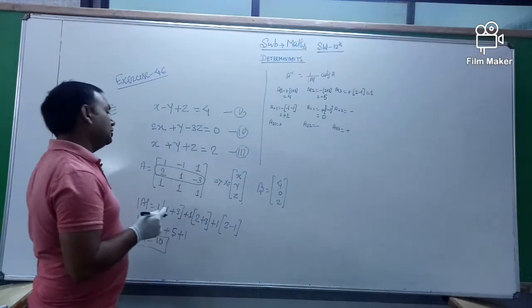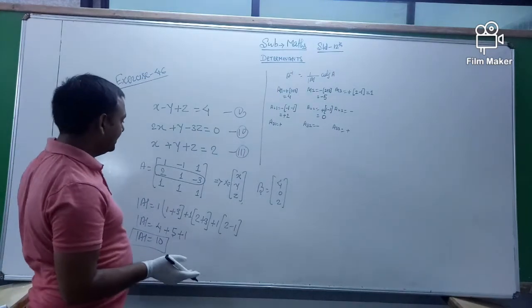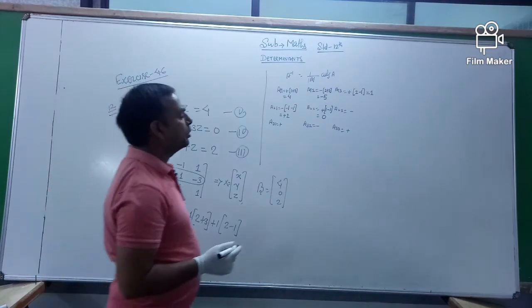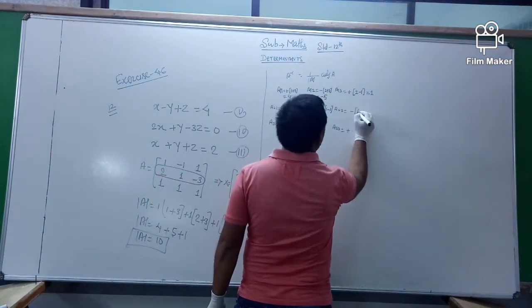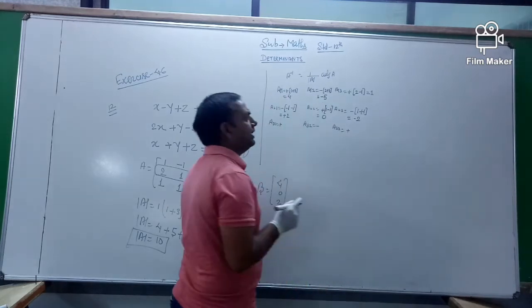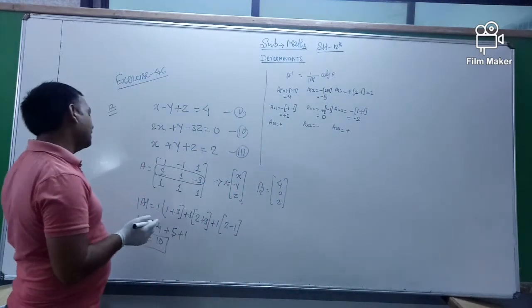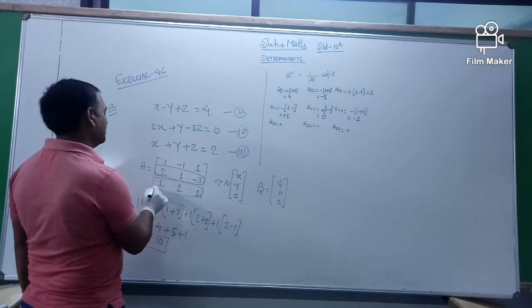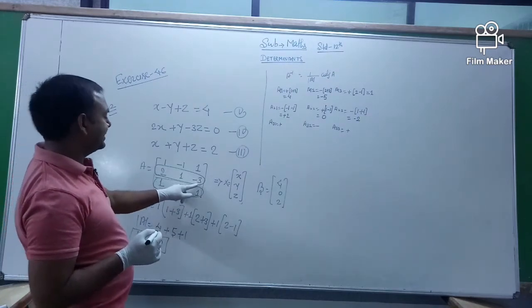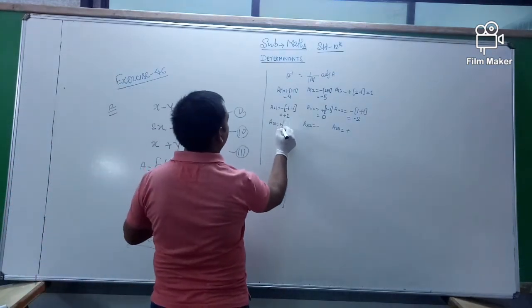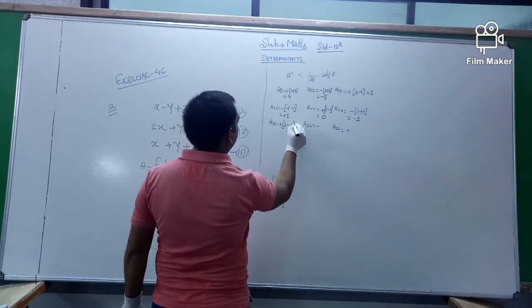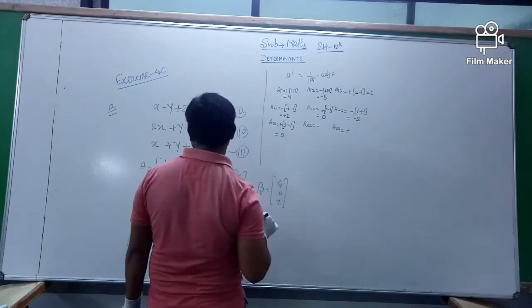Next A23, you take the second row and third column, so this is equal to 1 ones are 1 into 1 ones are 1 with the positive sign, so this is 1 plus 1 that is equal to minus 2, right? After that you take the third row. If you take the third row, then third row first column, that is equal to 1 threes are 3 with the positive sign and minus 1 ones are 1, so that is equal to 2.